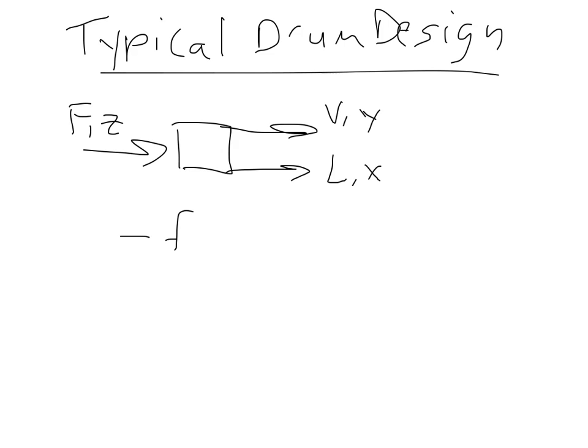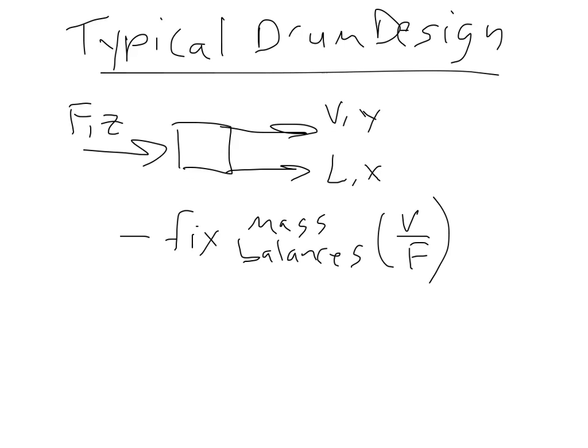One way to do this is to fix the mass balances, and often we do this by fixing the ratio of V to F, or how much of the feed comes in and leaves as vapor. In this case, we solve for X and Y. We can easily use material balances to solve for F, V, and L, but we might not know what X and Y are in the outlet streams. So that's one way we can do this.